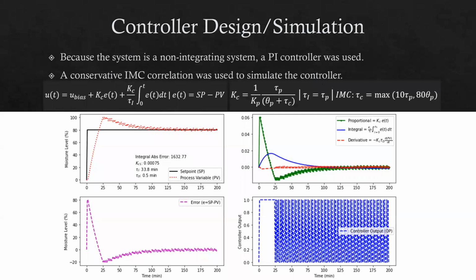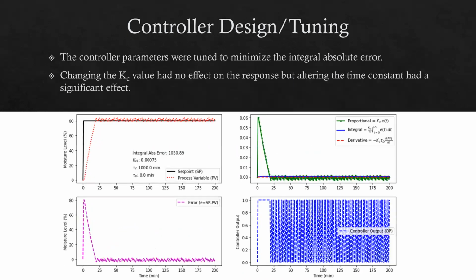And once we got those parameters, we were able to implement them in a PI controller for the non-integrating system. We used a conservative IMC correlation, which resulted in overshoot in the initial testing of our simulation. But with some parameter tuning, we were able to reduce that overshoot by adjusting the tau time constant. We realized along with that the Kc value, or the gain, had no effect on the controller response, which makes sense because our controller output is either on or off and nothing in between.